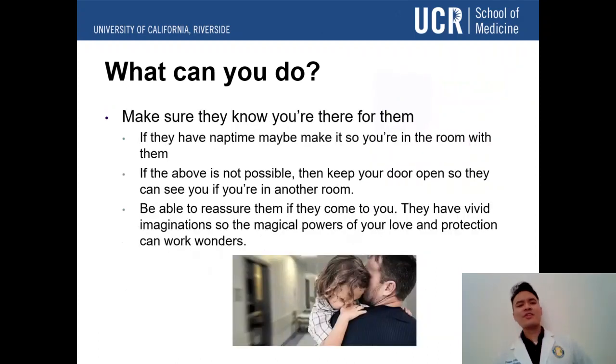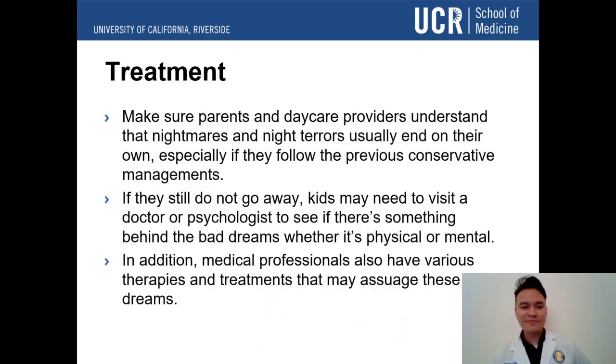And finally, just making sure they know that you're there for them. If they have a nap time, maybe make it so that you're in the room with them. If it's not possible, then keep your door open so they can see you even if you're in another room. Be able to reassure them if they come to you. Again, kids have pretty vivid imaginations. So the magical powers of your love and protection can work wonders.